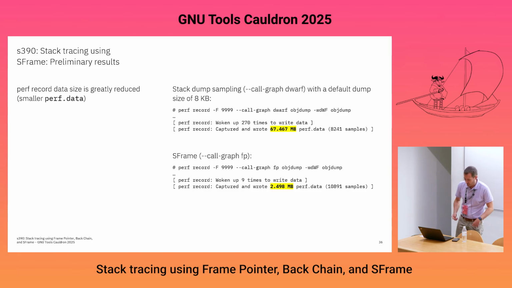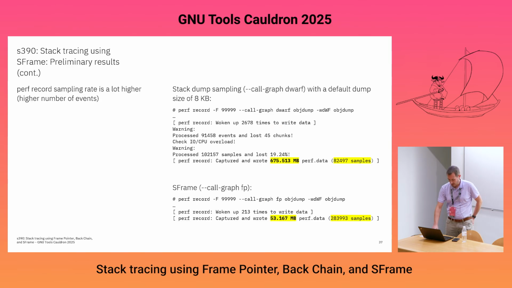So to give you an idea of the results, with this work in progress patch series for the kernel, I get smaller perf data, so that the data size is greatly reduced. On the top, you see the stack dump sampling using callgraph dwarf, and at the bottom using SFrame, and the data file size reduces from 67 megabytes to around 2.5 megabytes.